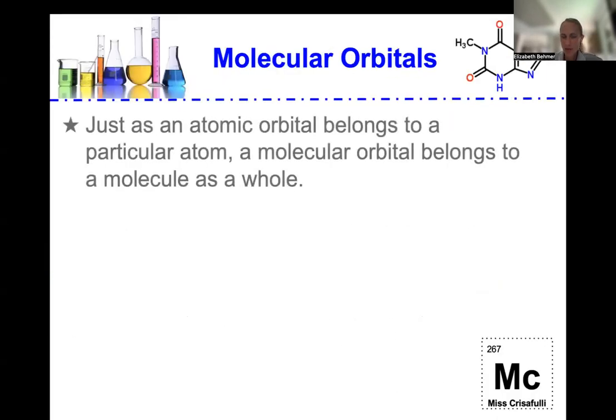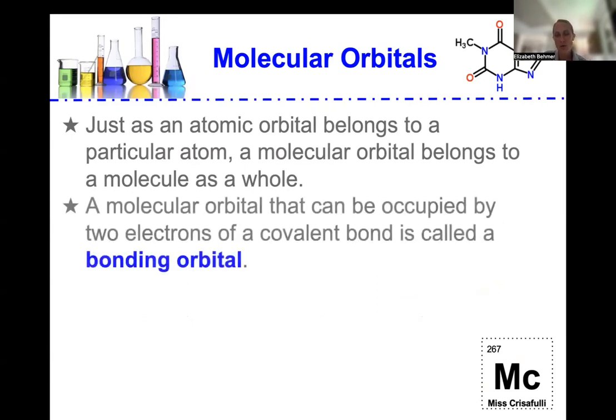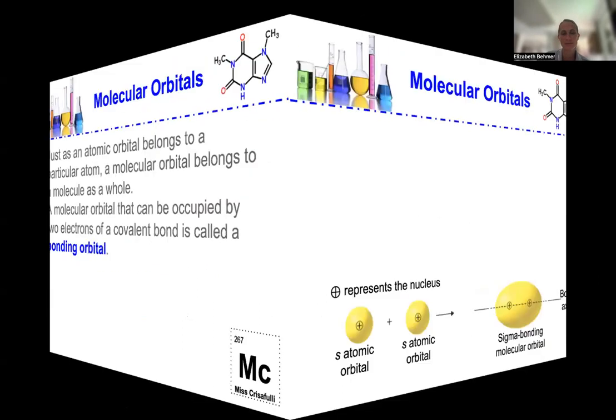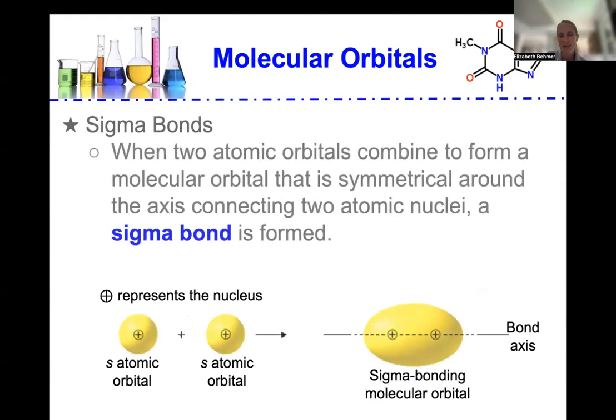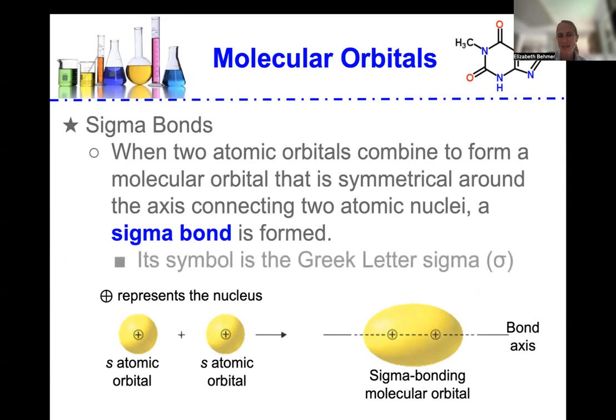Just as an atomic orbital belongs to a particular atom, a molecular orbital belongs to a molecule as a whole, and a molecular orbital that can be occupied by two electrons of a covalent bond is called a bonding orbital. So, a sigma bond is when two atomic orbitals combine to form a molecular orbital that is symmetrical around the axis connecting two atomic nuclei. This is called a sigma bond. Its symbol is the Greek letter sigma, as you can see right there. So that's a sigma bond.